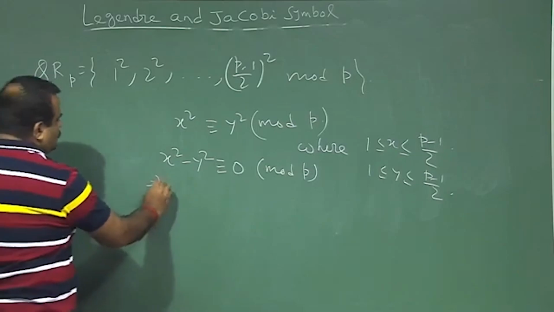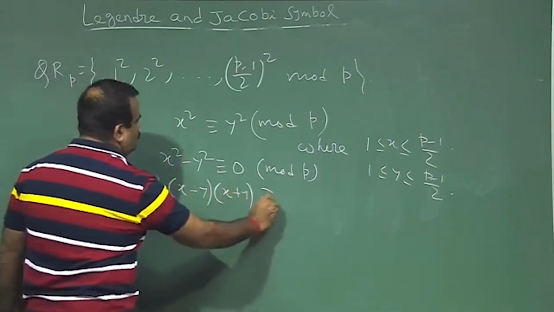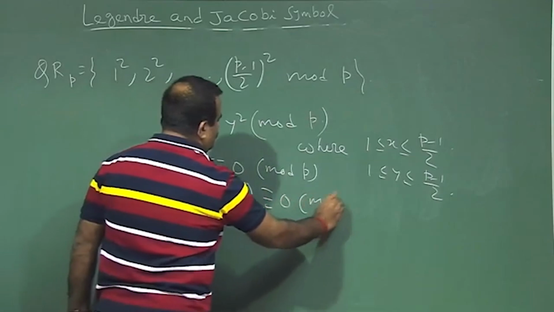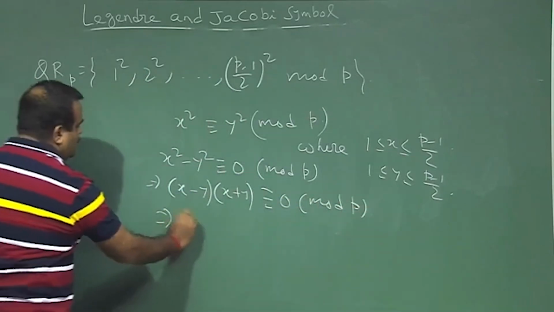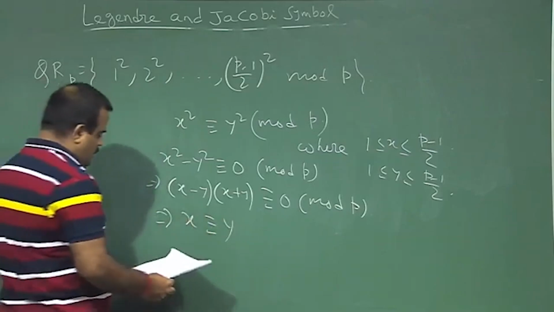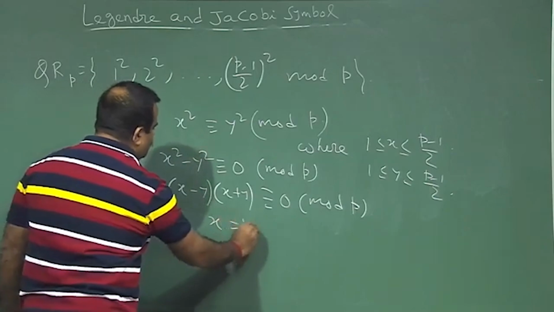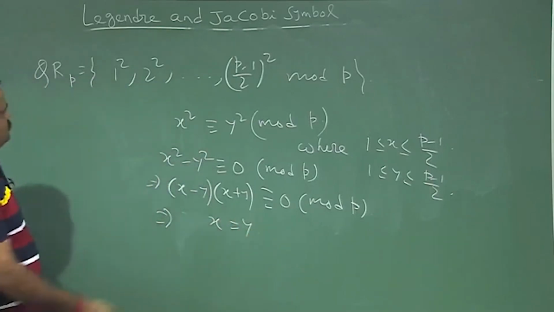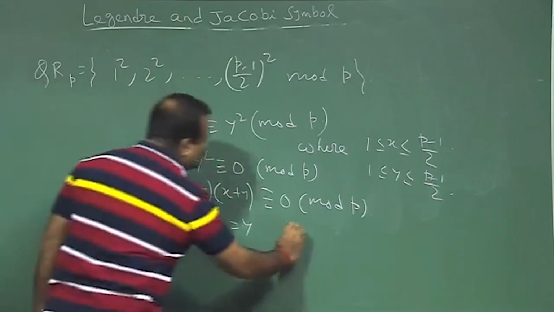So this implies (x − y)(x + y) is congruent to 0 mod p. So this implies x must be congruent to y, basically. So that's the proof. This means if you take two distinct x, y, then their squares are not the same. So this completes the proof.